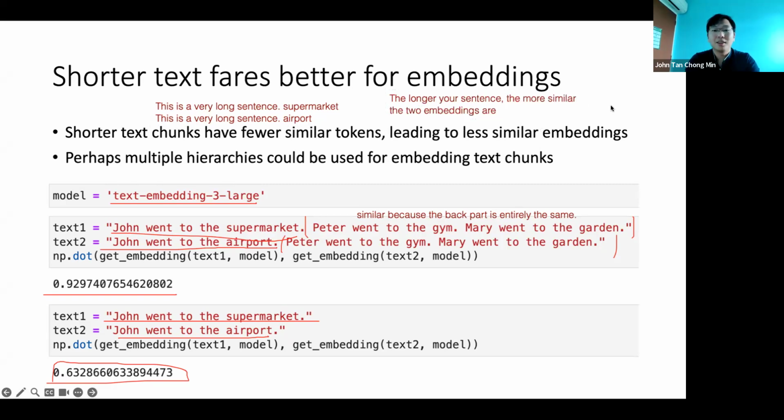Can anyone think about what some of the issues with this are? If we have a very, very long sentence, but one part of the sentence is different, the embedding becomes more and more similar the longer your sentence is. Can anyone tell me what problems this can cause?